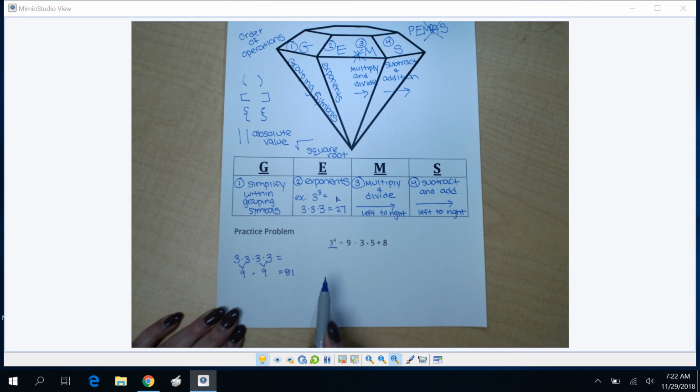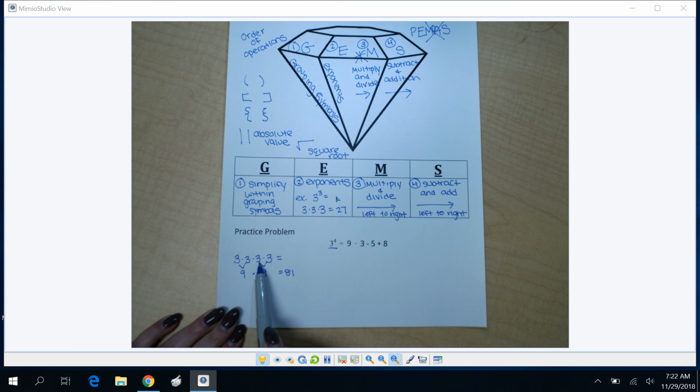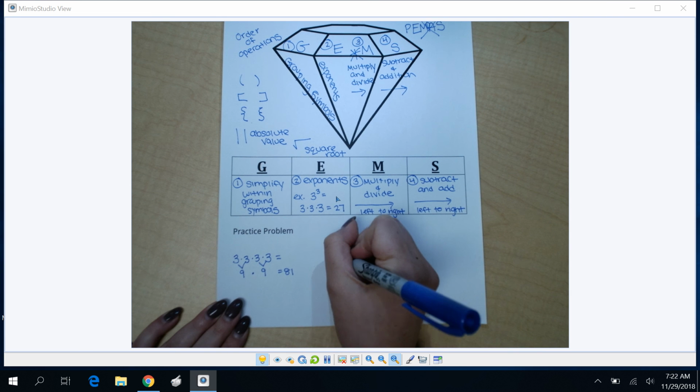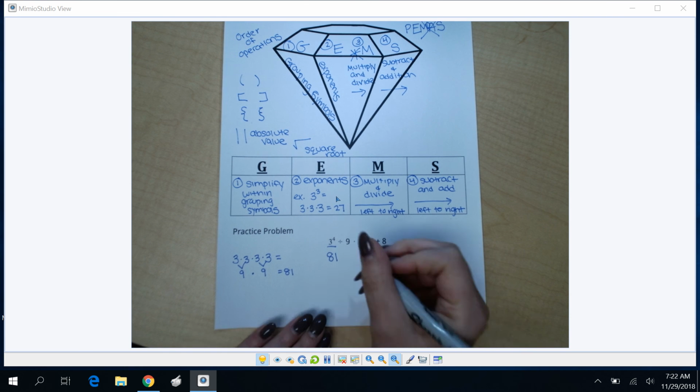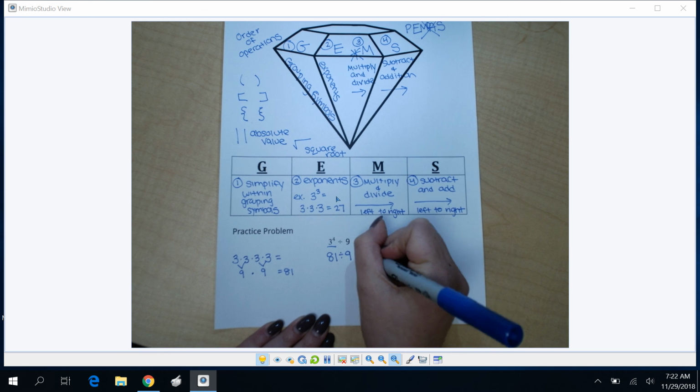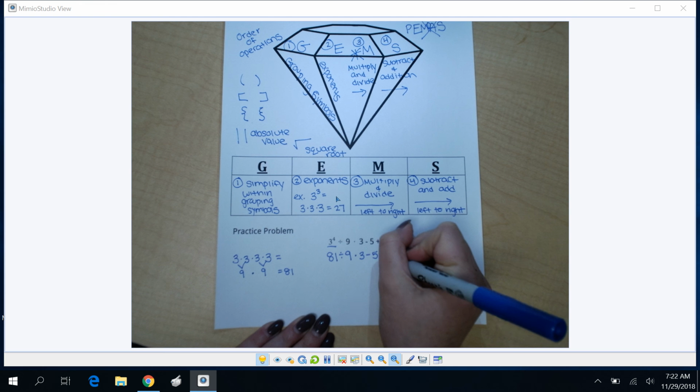You'll get the same thing if you multiply across. So 3 times 3 is 9. 9 times 3 is 27, and then you have to figure out 27 times 3, but that would still equal 81. So I'm going to write 81 underneath the 3 to the 4th power. And then I'm going to rewrite everything else I haven't solved yet. So divided by 9 times 3 minus 5 plus 8.